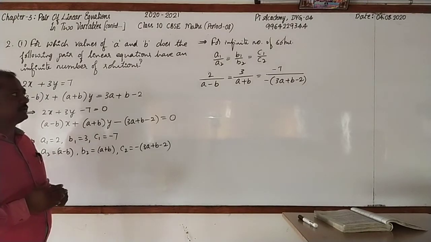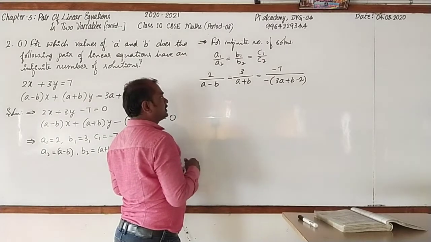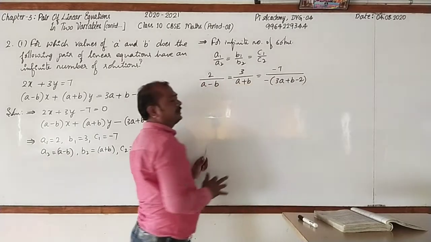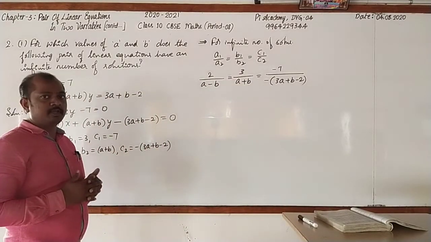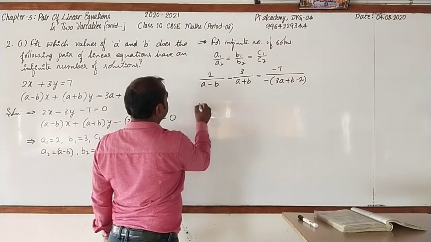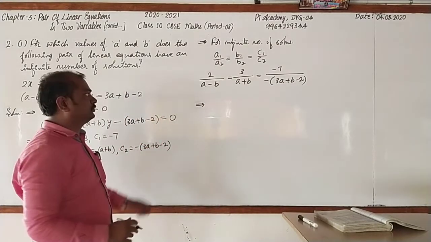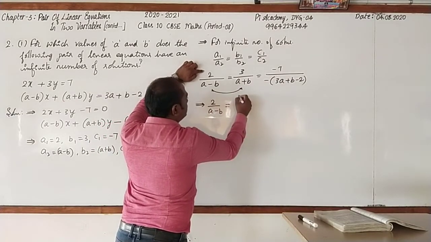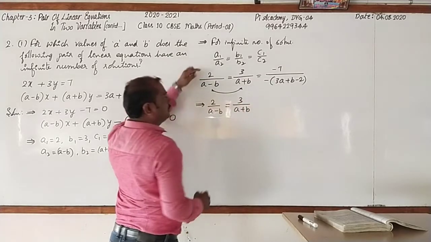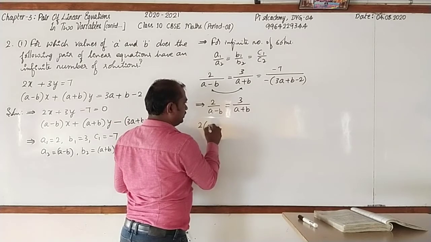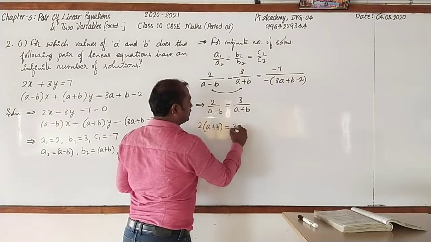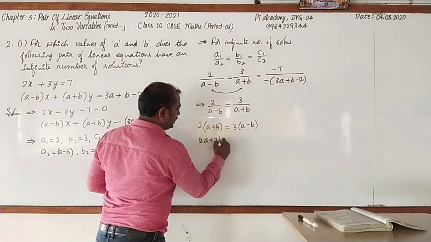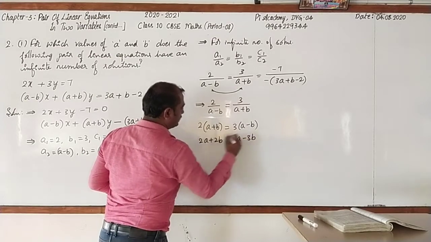Then how do you go for that? Look here, there are 3 possibilities. You may take first 2 or next 2 or first and last. These are the possible ways. Let us go for trying them. I will take first 2. By taking these, 2 by (a minus b) is equal to 3 by (a plus b). Cross multiply. 2 into (a plus b) is equal to 3 into (a minus b). Then multiply. 2a plus 2b is equal to 3a minus 3b.